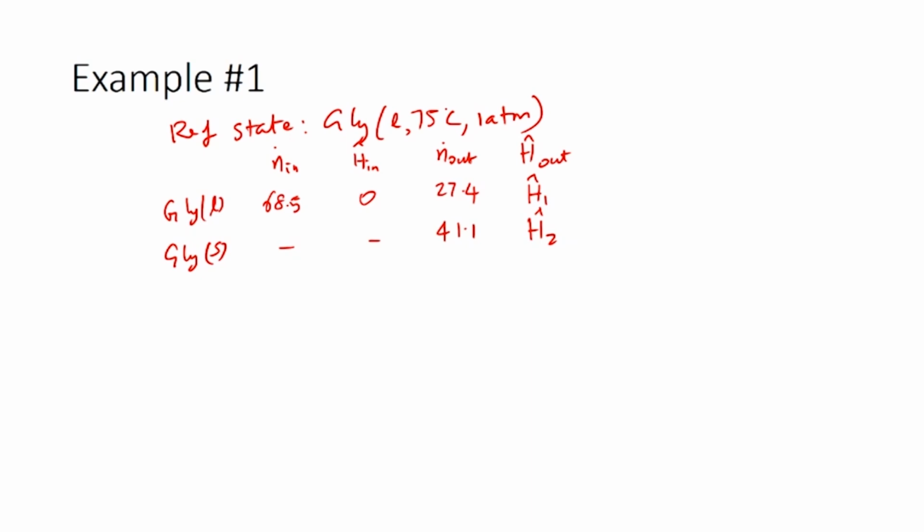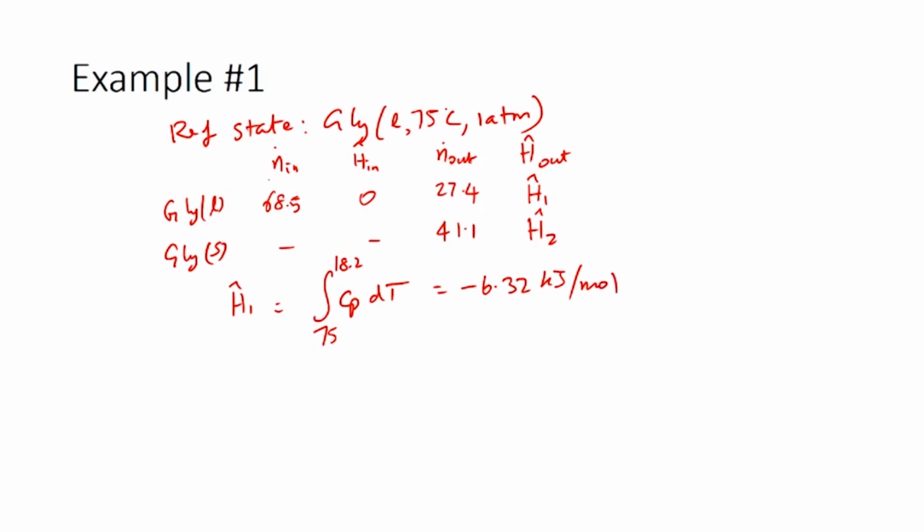Now, the goal is to identify H1 cap and H2 cap, so that we can use them for energy balance calculations. The first step is H1 cap, which would be the integral of Cp dT from 75 degrees Celsius to 18.2 degrees Celsius. Here H1 cap is basically liquid glycerol at 75 degrees Celsius and 1 atmosphere forming liquid glycerol at 18.2 degrees Celsius and 1 atmosphere. Because of this, the process is only a change in temperature; phase and pressure are not changing. So, it is only the integral of Cp dT, and we can calculate this as minus 6.32 kilojoules per mole.